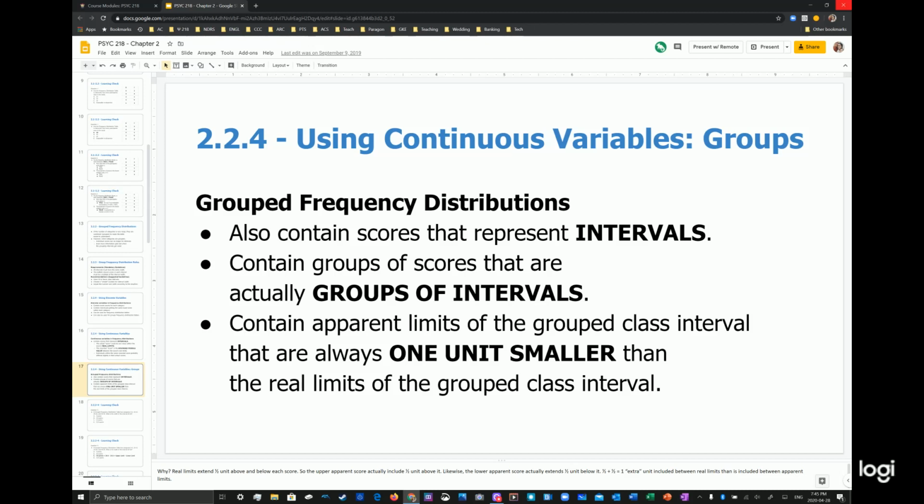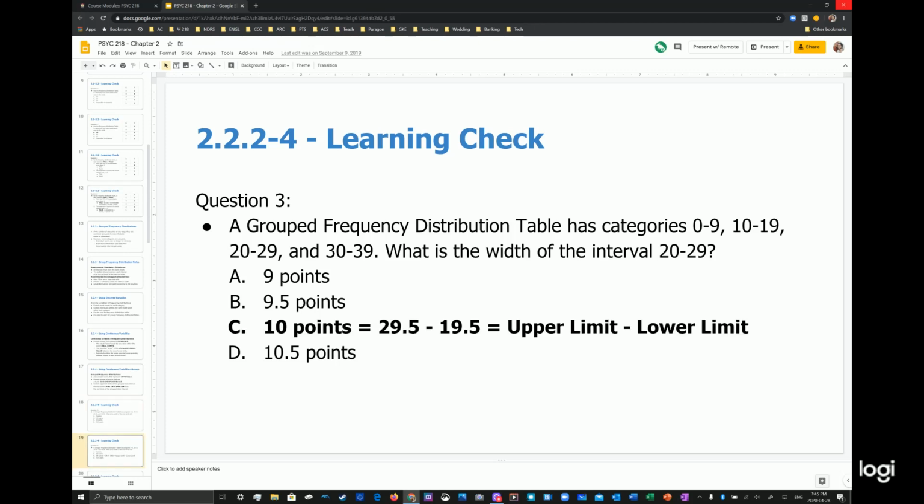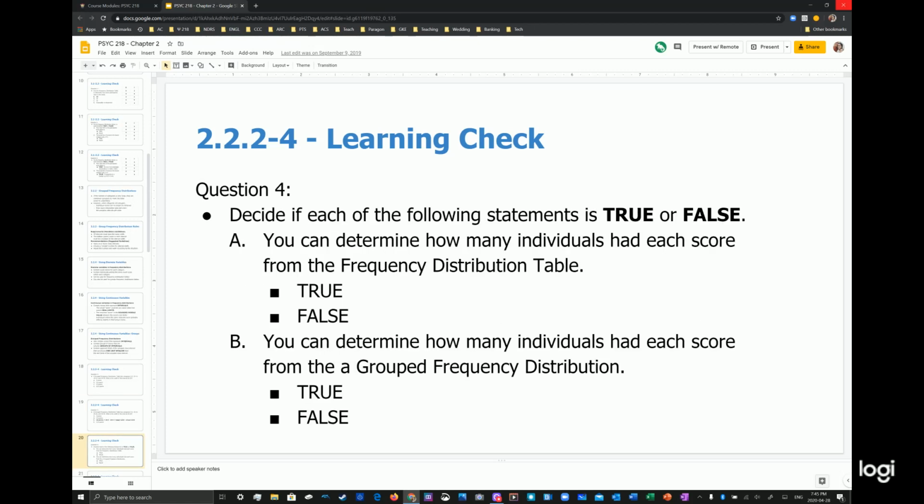Might sound confusing, but when we actually do the frequency distributions and we want to group them properly, it is important that we do this, especially for continuous variables. Next question.